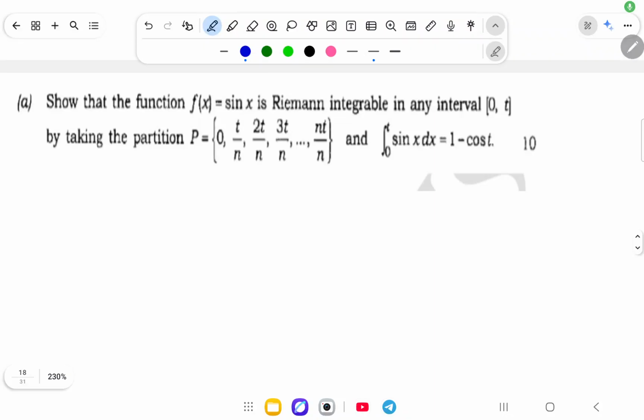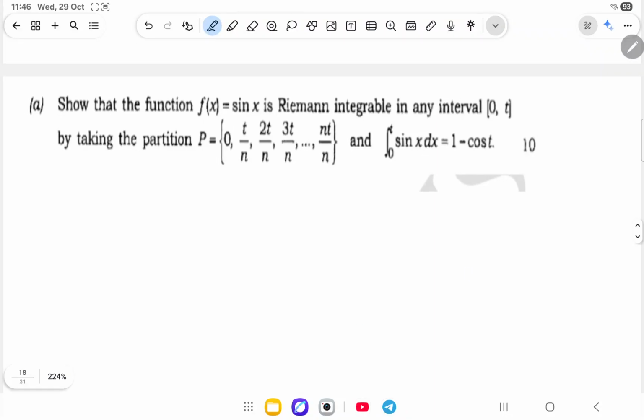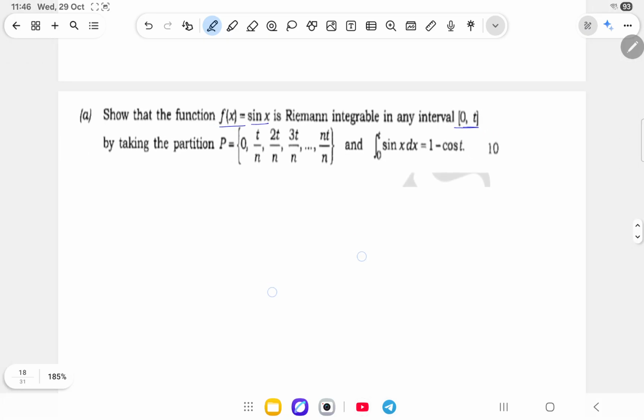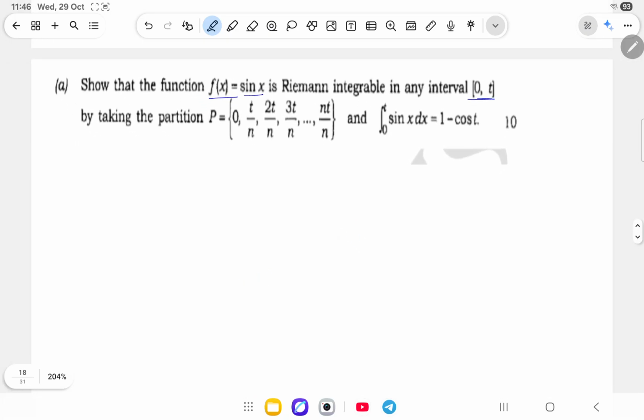Discuss the remaining questions of Riemann integration. The next question says to show that the function f(x) = sin x is integrable on any interval 0 to t. In the question itself they have given us the partition P, and we are supposed to show that this integral is equal to 1 minus cos t.